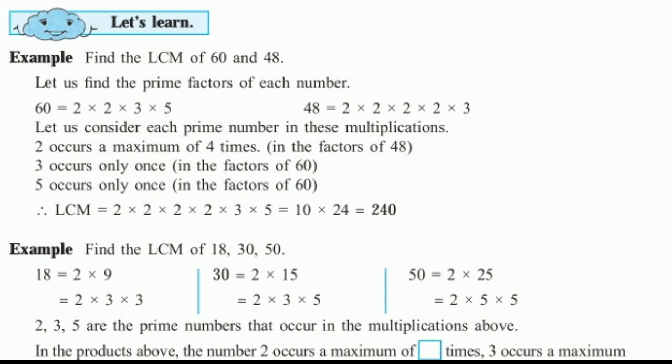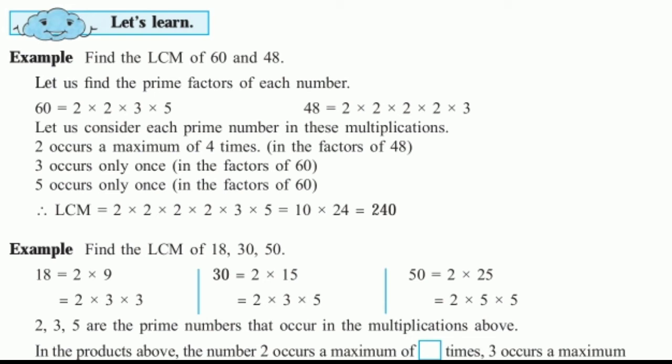The multiplication of both the 3s is 9, and 2. So now what we will do, we will multiply 25 into 2 which is 50 and then multiply with 9. So what we get, 450. So 450 is the smallest number which is divisible by 18, 30 and 50. Okay, is it clear to you?